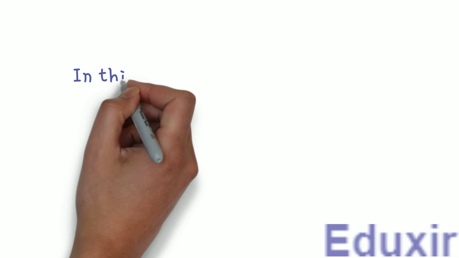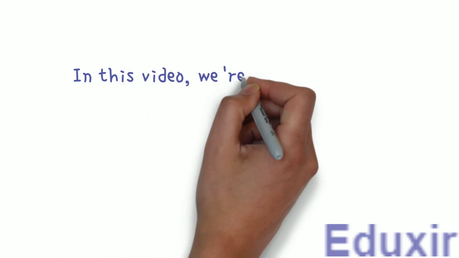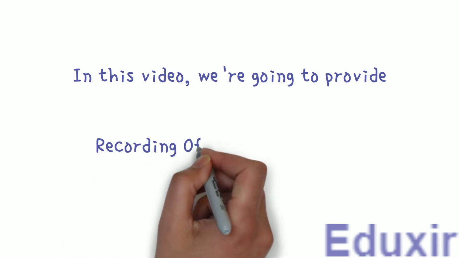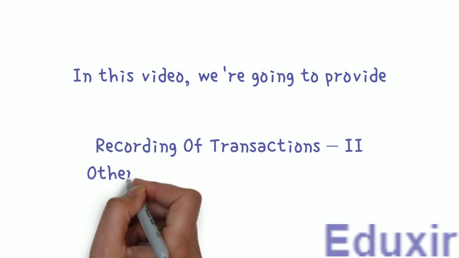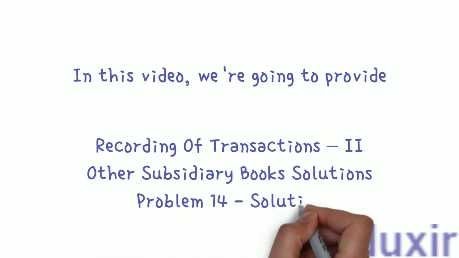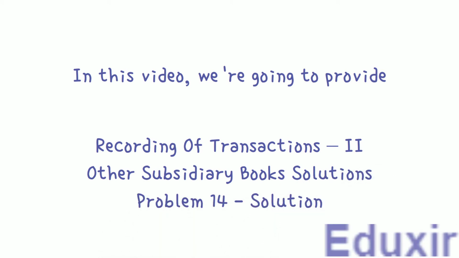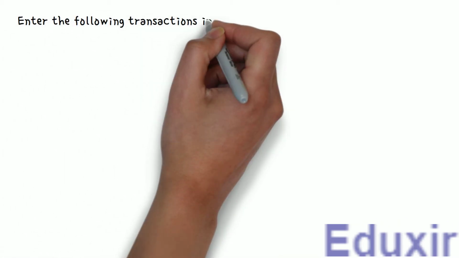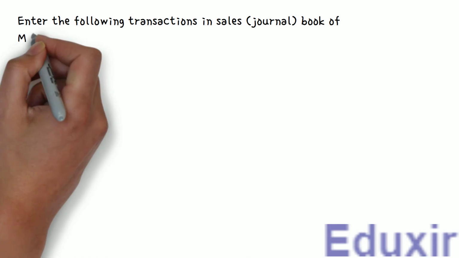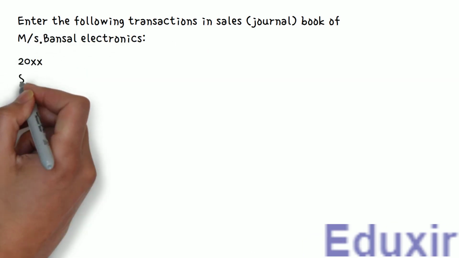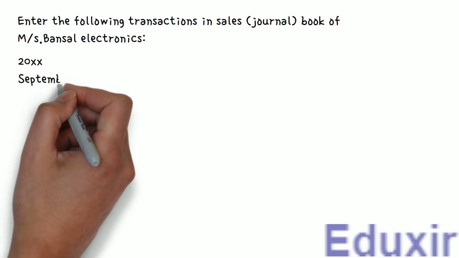In this video, we are going to provide recording of transactions to other subsidiary books solutions. Problem 14 solution. The problem statement is as follows. Enter the following transactions in the sales journal book of Messrs. Bansal Electronics. The year is 2000 plus and the month is September.